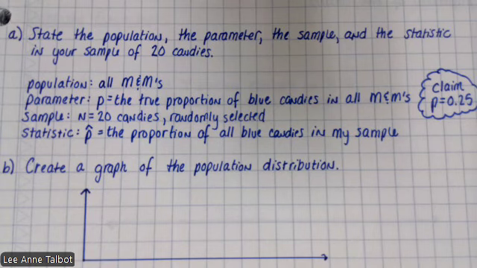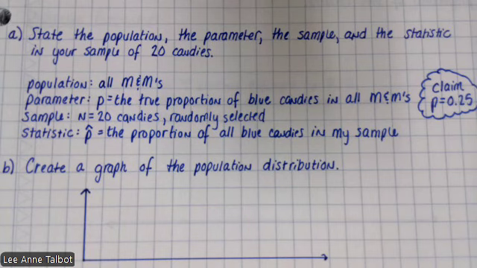Okay. The parameter is regular P. And then the sample is the 20 candies in your little cup, randomly selected. And the statistic, so remember the hat means estimated. So P hat, the estimated proportion of blue candies in your sample. Okay, so the hat means sample.